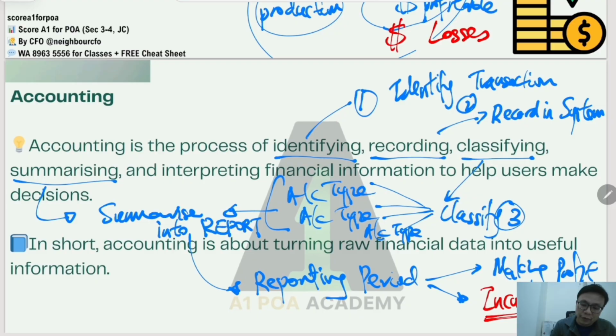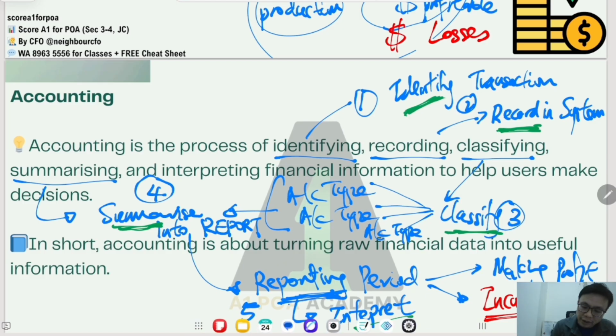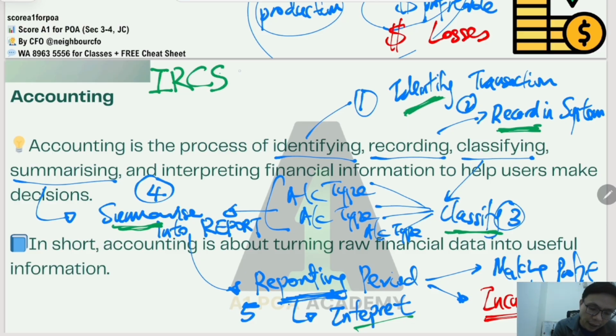So it is important for us to memorize all these different steps. Step number 1, identify. Step number 2, record. Step number 3, classify. Step number 4, summarize. And step number 5, interpret. If you look at all these keywords, we can make an acronym. So we have identify, then we have record, IRC, classify, summarize, and interpret.